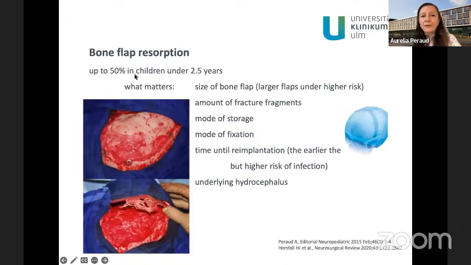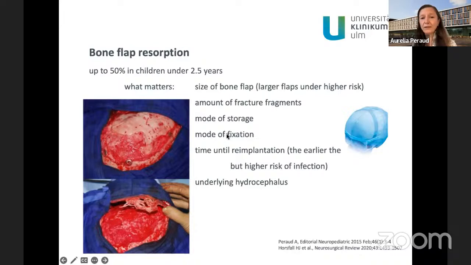The reabsorption rate in children under the age of 2.5 years is up to 50%. And what really matters is the size of the defect. So the larger the bone flap, the higher the risk of resorption, especially if it's a trauma patient with multiple fractures. The more bone pieces you have, the higher the risk it won't heal in. Also, the mode of storage might have an influence, but there is no conclusion on whether fridge or belly is best to store the bone.